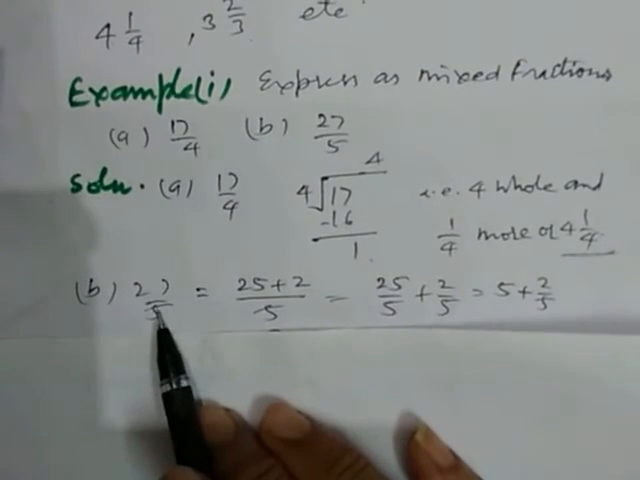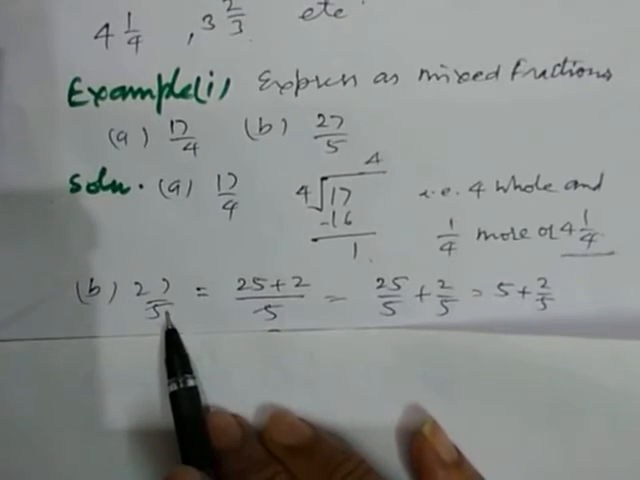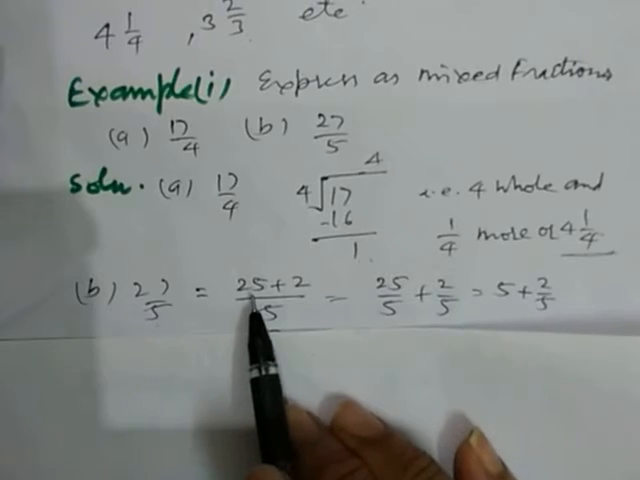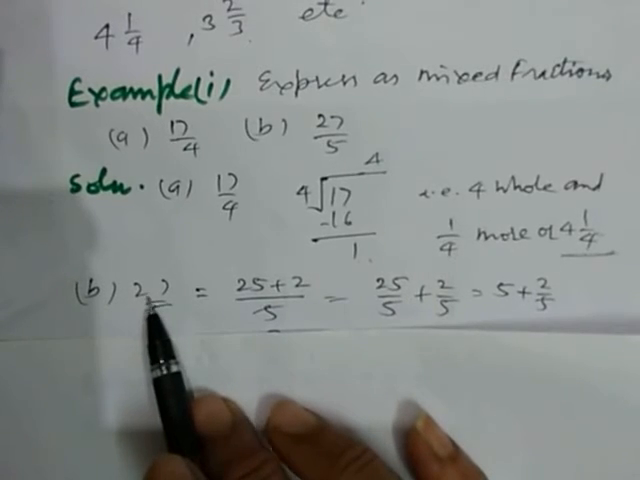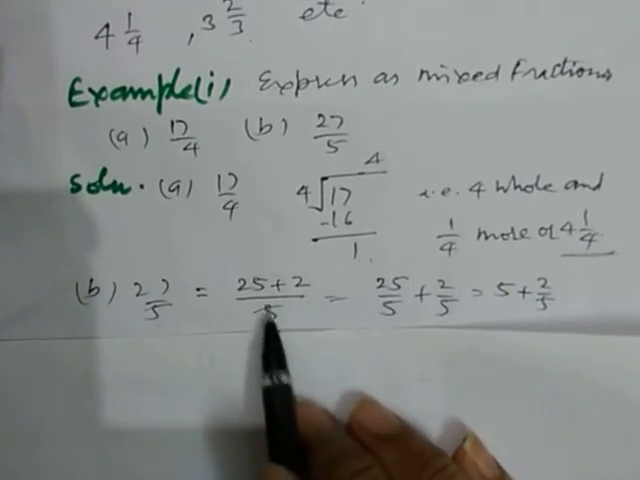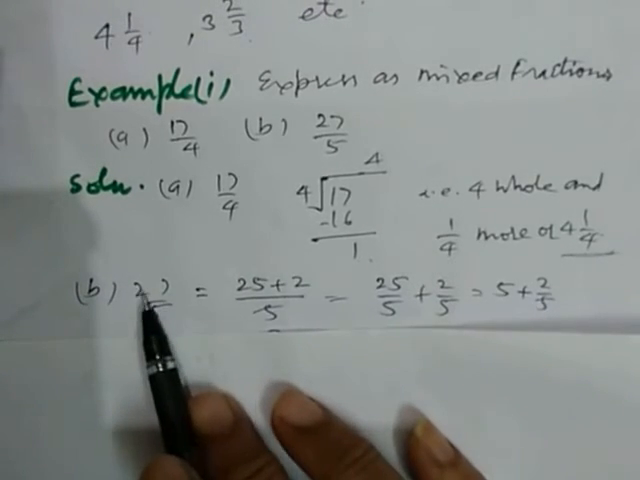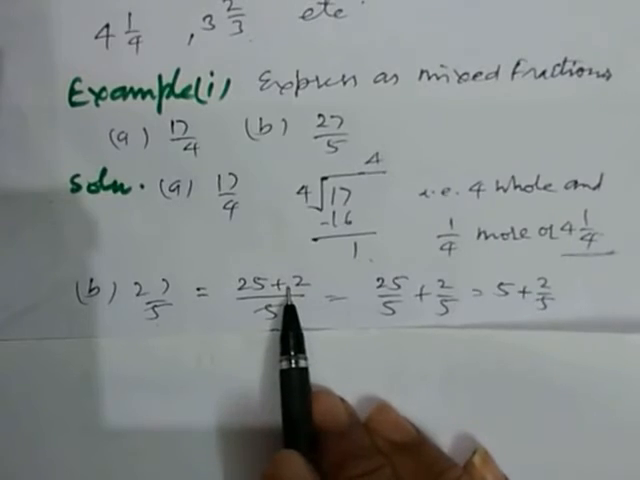So we start counting. 5 ones are 5, 5 twos are 10, 5 threes are 15, 5 fours are 20, and 5 fives are 25. If we count more, 5 sixes are 30, which exceeds this. So we take 25. Okay, this is 5 times 5. 5 fives are 25. So 25 is a multiple of this 5. So we take 25 plus 2. This way we can break the 27.